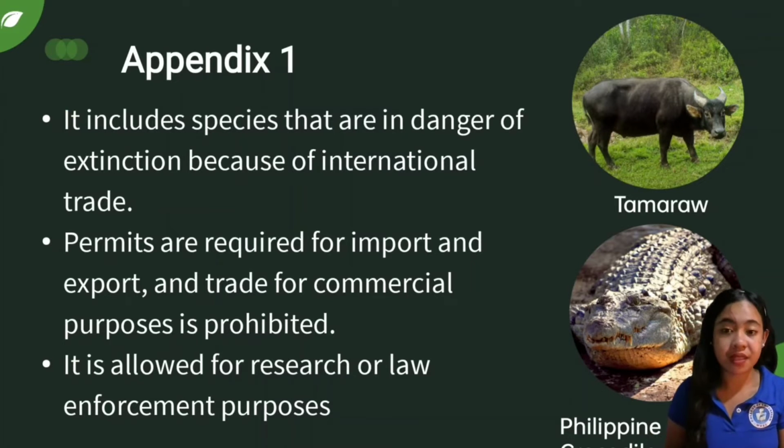We have here Appendix 1. It includes species that are in danger of extinction because of international trade. Second, permits are required for import and export, and trade for commercial purposes is prohibited. And lastly, it is allowed for research or law enforcement purposes. We have here Tamaraw and Philippine crocodile.